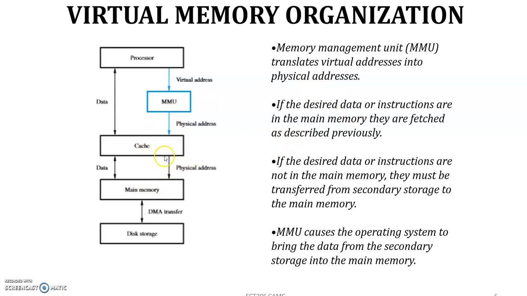previously. First it checks the cache memory, and if it is not in the cache, it will check the main memory. If the data is available in the main memory, it will transfer immediately to the processor. The requested data or the instruction will be transferred directly. And if the data or instructions are not in the main memory, they must be transferred from the secondary storage to the main memory. So MMU causes the operating system to bring the data from secondary storage to the main memory.